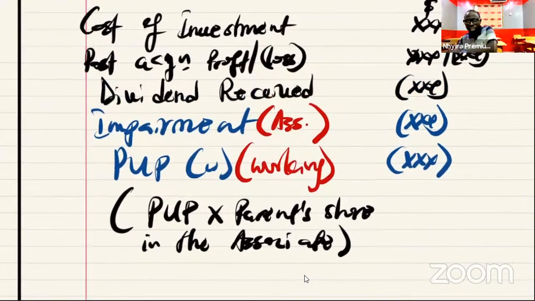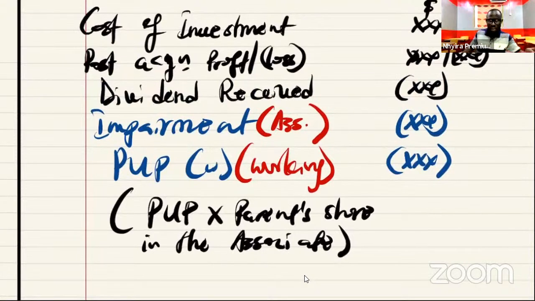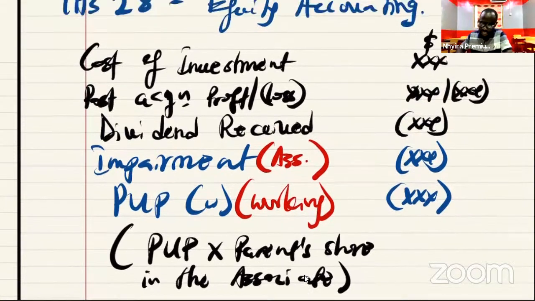So if the associate sells goods to the parent, and as at the reporting date, the parent still has some of the inventories in stock, then we have to calculate provision for unrealized profit. But with associates, we don't bring the whole amount like we do in subsidiaries. We will take the percentage of the parent's ownership in that particular associate. That is the amount we are going to be deducting here. Let me know in the chat box if this principle is clearly understood.